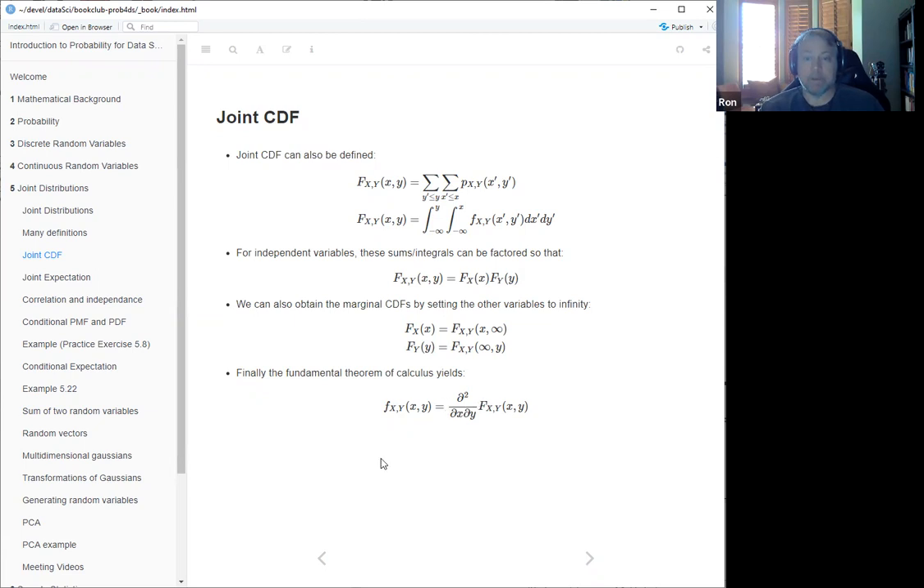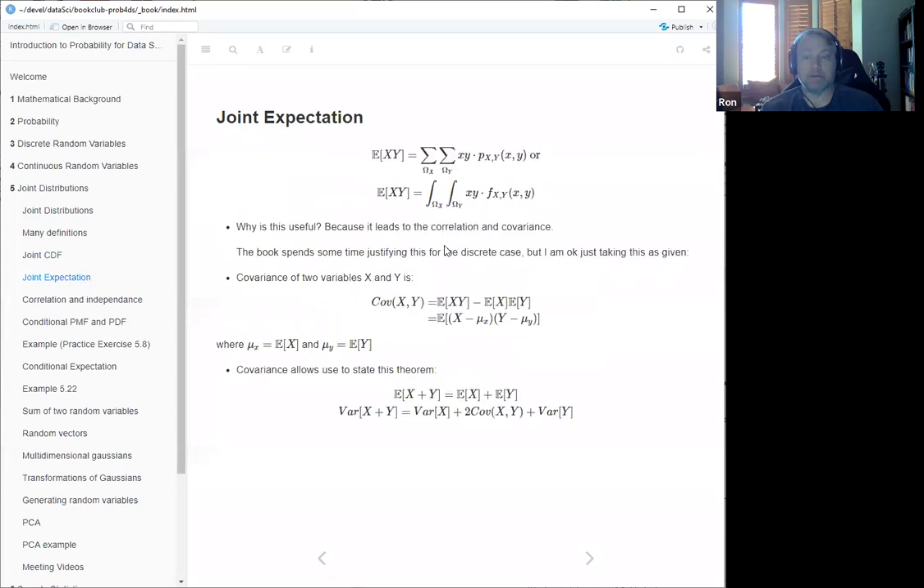Finally, the fundamental theorem of calculus tells us how to determine the probability density function from a cumulative distribution function just by taking this second derivative here. So that's the whirlwind tour of the joint probabilities and joint CDFs.